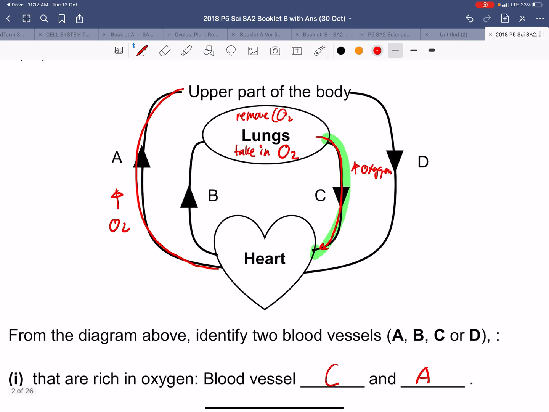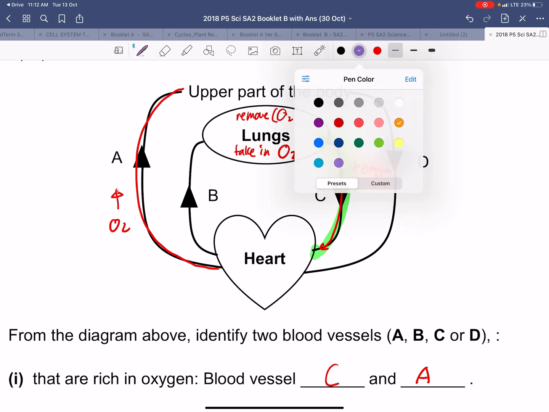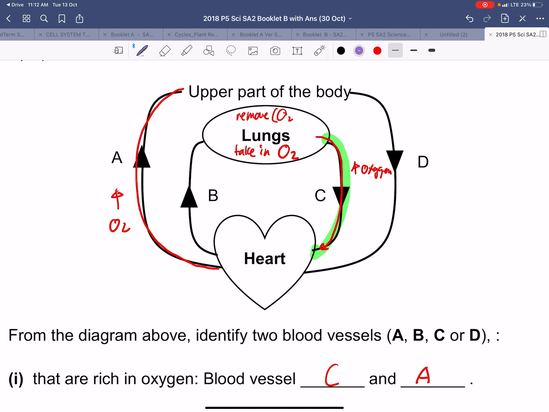Okay, now, next. Blood that is rich in carbon dioxide. So which are the two blood vessels? Now what happened is, the two vessels that are rich in your carbon dioxide will be D as well as B.